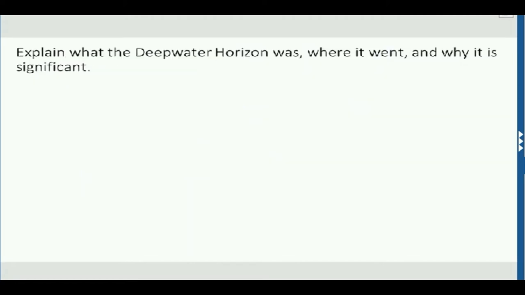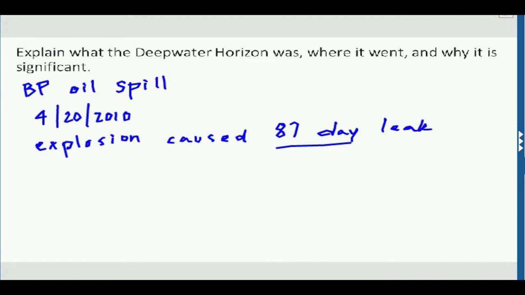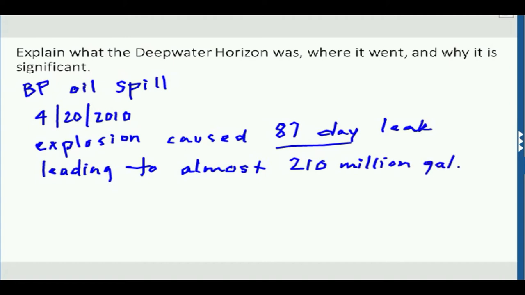So what was Deepwater Horizon? Deepwater Horizon is what we know of as the BP oil spill. It was on April 20th, 2010. An explosion caused an 87-day leak, leading to almost 210 million gallons in the ocean. It's the worst in history.